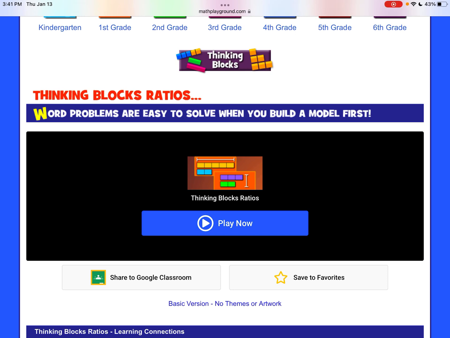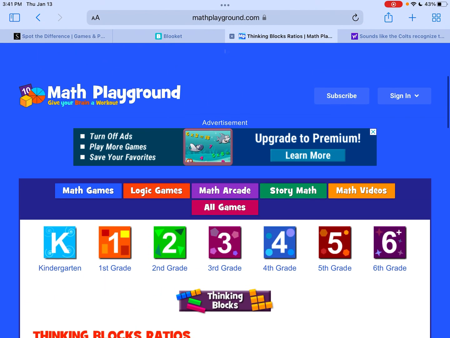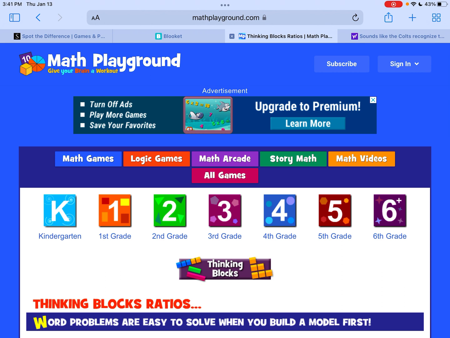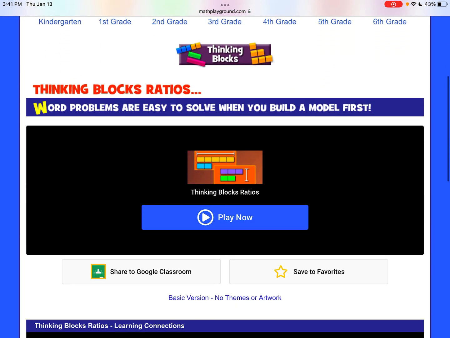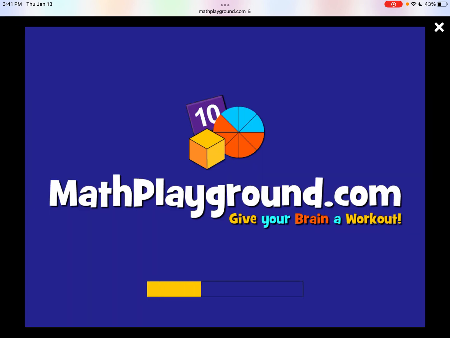Hey, 6th grade. Today I want you to work on the Thinking Blocks Ratios website. When you follow the link, up at the top it'll look like this. And then you need to scroll down, and there's a blue Play Now, big rectangle in the middle of my screen. You're going to click on Play Now, and then it'll pop up.